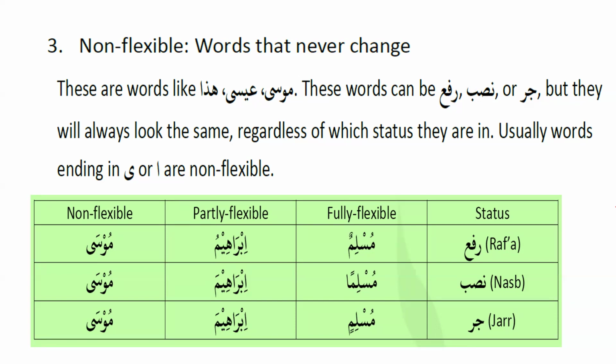Although this is jar, it will be Ibrahima, because we know Ibrahim is partly flexible and it is not possible to take kasra at the end. Same with Yusuf. The name Yusuf is also mentioned a lot in Surah Yusuf. Yunus, Ilyas, okay. About the word Ilyas, it has been mentioned only twice in the Quran, I think twice or maybe thrice.